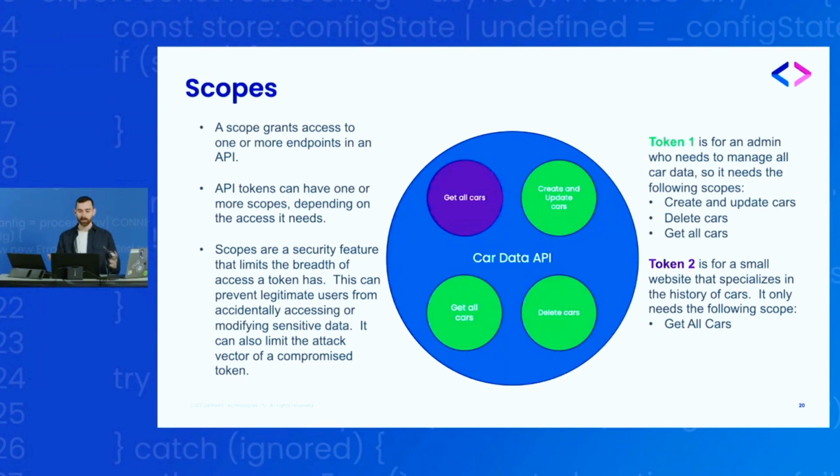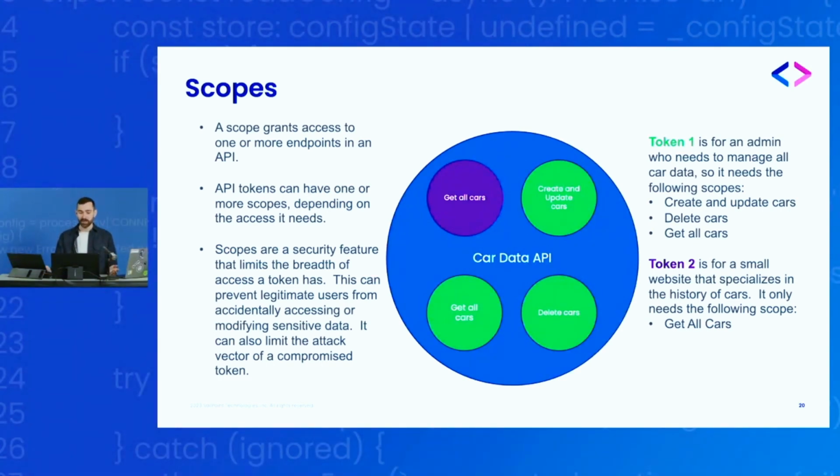Scopes are a security feature that limits the breadth of access a token has. So from a developer standpoint, I want a token that has the least amount of privilege possible so I don't accidentally use an API I wasn't supposed to or use it in a way that was inappropriate. It's kind of a safeguard for me so I don't have to worry about doing things that aren't allowed.